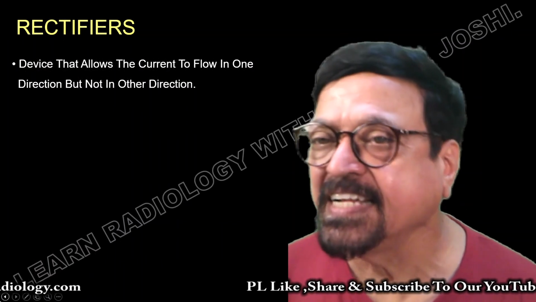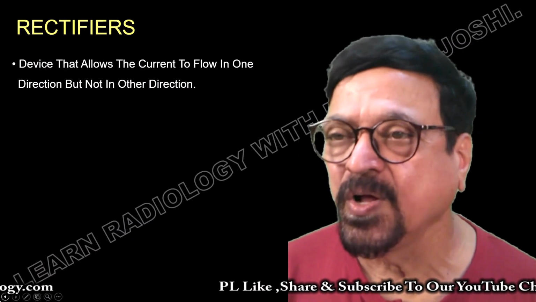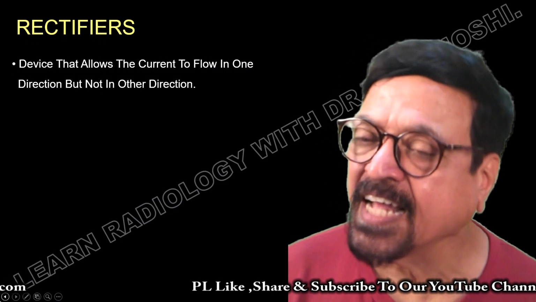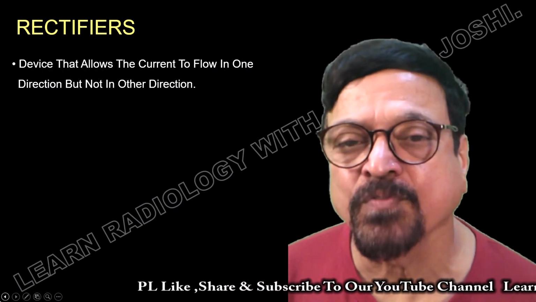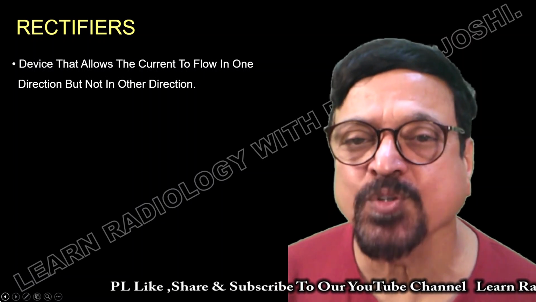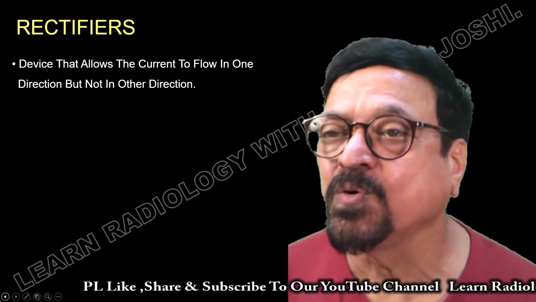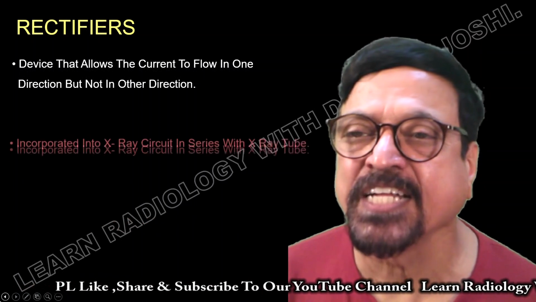Now rectifiers: a device that allows current to flow in one direction but not in the other direction is called a rectifier. So it will allow current to flow only in one direction, that is the upstrokes we have seen in the waveform, with no downstrokes. So there is no wastage of energy.